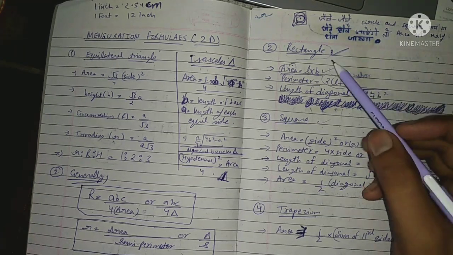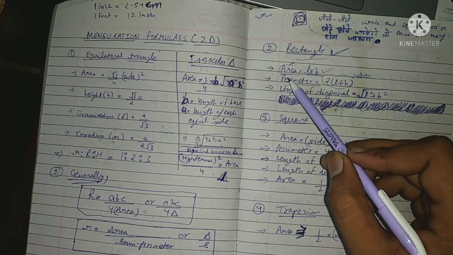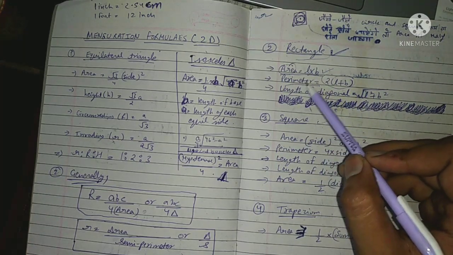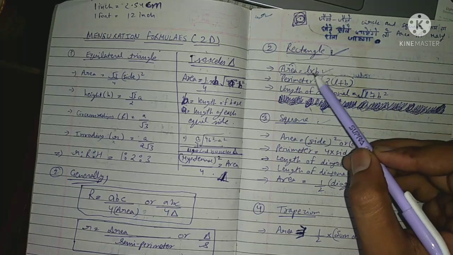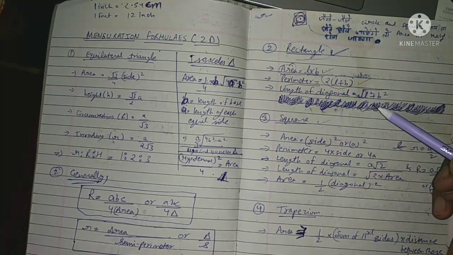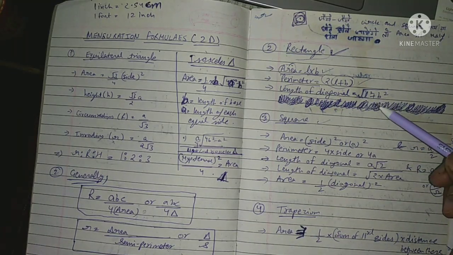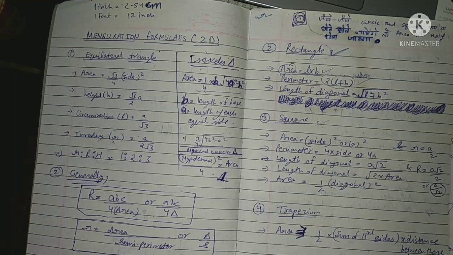So first is rectangle. You should know the formula of rectangle. So area of the rectangle is L into B. It means length into breadth. Okay, then comes perimeter of the rectangle. It is 2(L plus B). Then length of diagonal. What is length of diagonal?